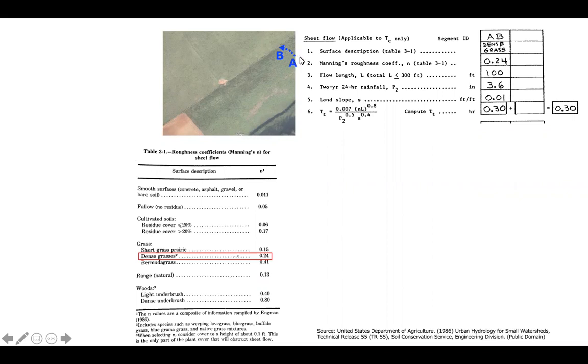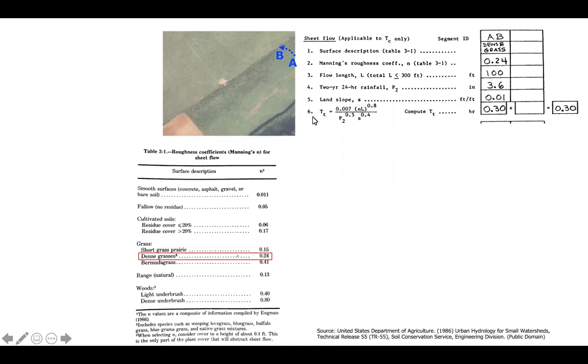The next thing is the slope. So we need to know what is the slope of the land from point A to point B, and that's usually expressed in feet per foot. So if we have a slope where the ground level drops by 1 foot every 100 feet, that would be 1/100, or a slope of 0.01.